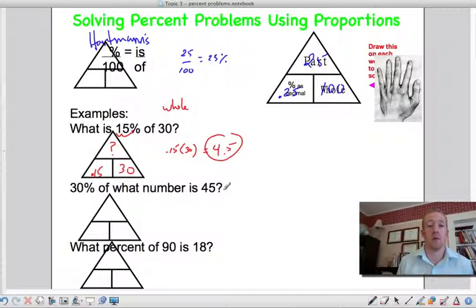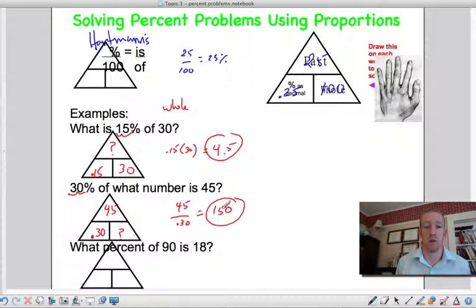30% of what number is 45? So we have the percentage. We're going to move the decimal over, give this a 0.3, or 0.30, 0.3 is the same thing, of 30%. Of what number? So that would be the whole. That's what we don't know. And then the part is 45. So 45 divided by 0.30 gives us 150. Alright, so that would be the whole.